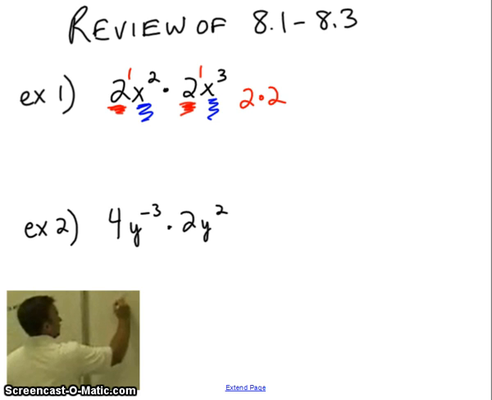All right, 2 times 2, and then we have x squared times x cubed. So we're multiplying, so we'll add the exponents. 2 times 2 is 4. X to the second times x to the third, or cubed, is x to the fifth.